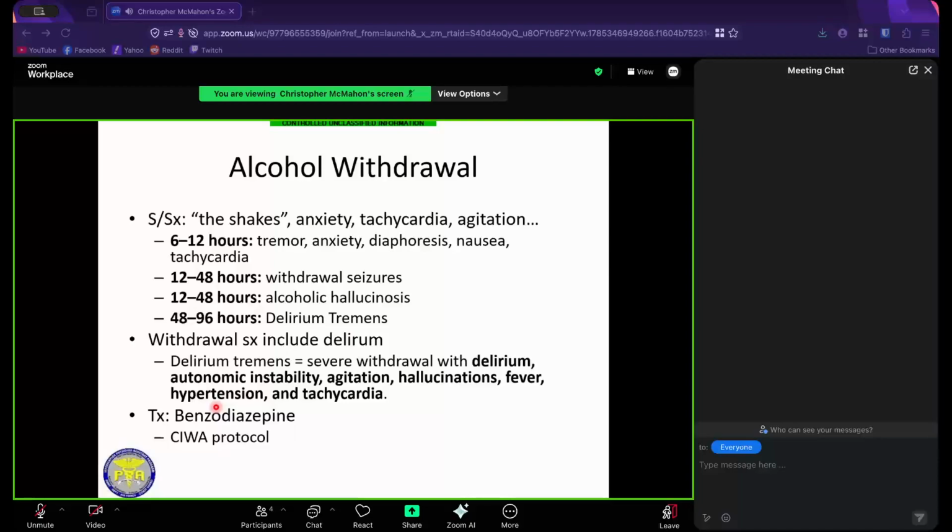Can you die from the DTs? Absolutely. It's not let's sweat it out and see how things go and just put them in a corner and let them sweat out. No, we want to get them on something called CIWA protocol. Has anyone ever heard of CIWA protocol before? A couple of people? I'll describe it for everyone.